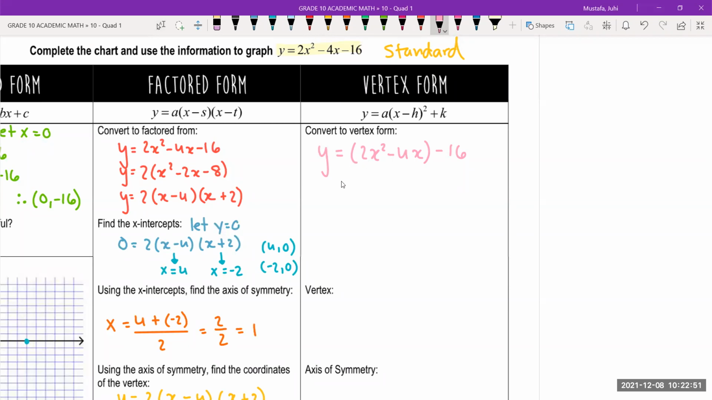I'm going to factor out the 2. So I'll be left with x squared minus 2x minus 16. But because you want the inside of the bracket to be a trinomial, you don't want the x squared to become an x. So even though you're right, an x is common, you don't factor it out.